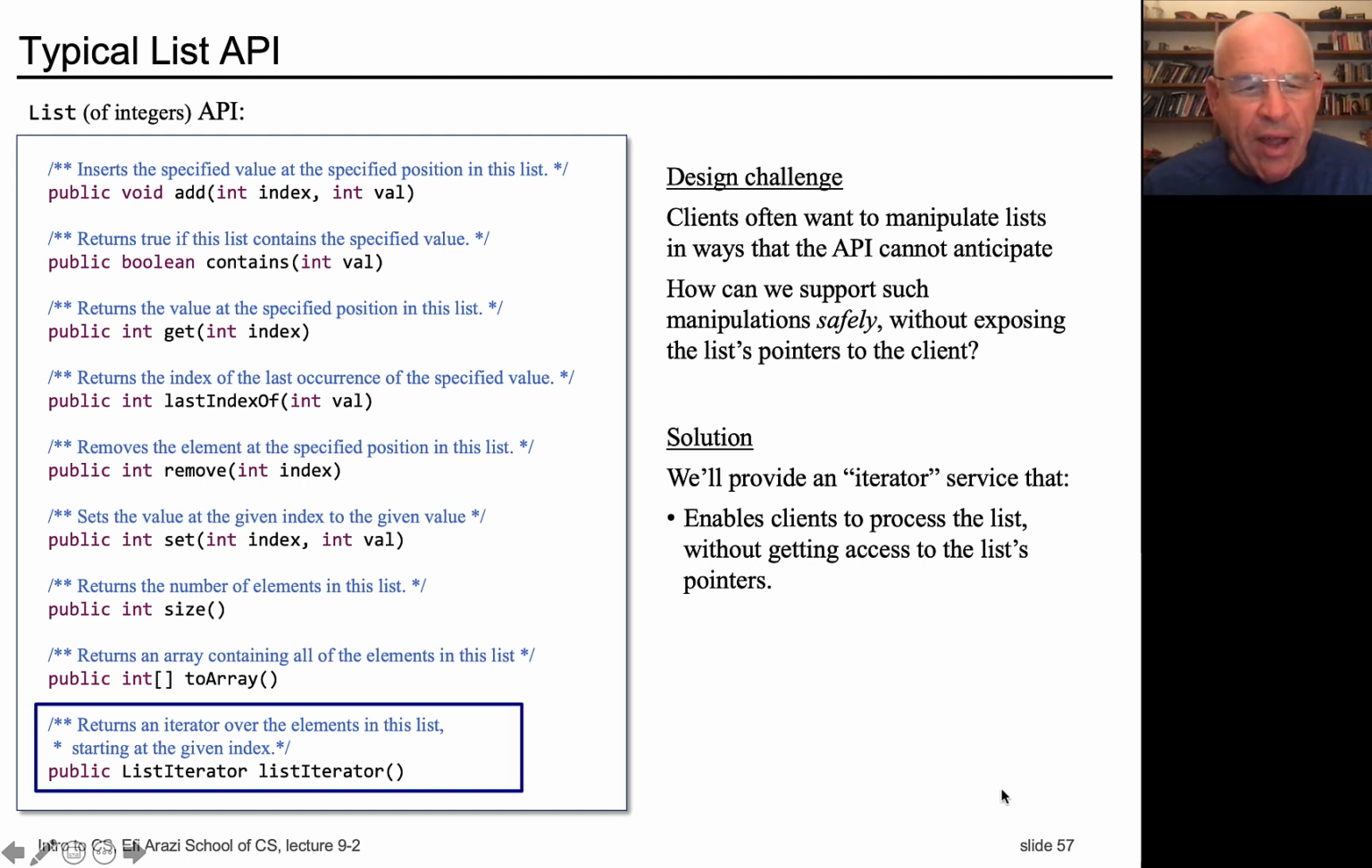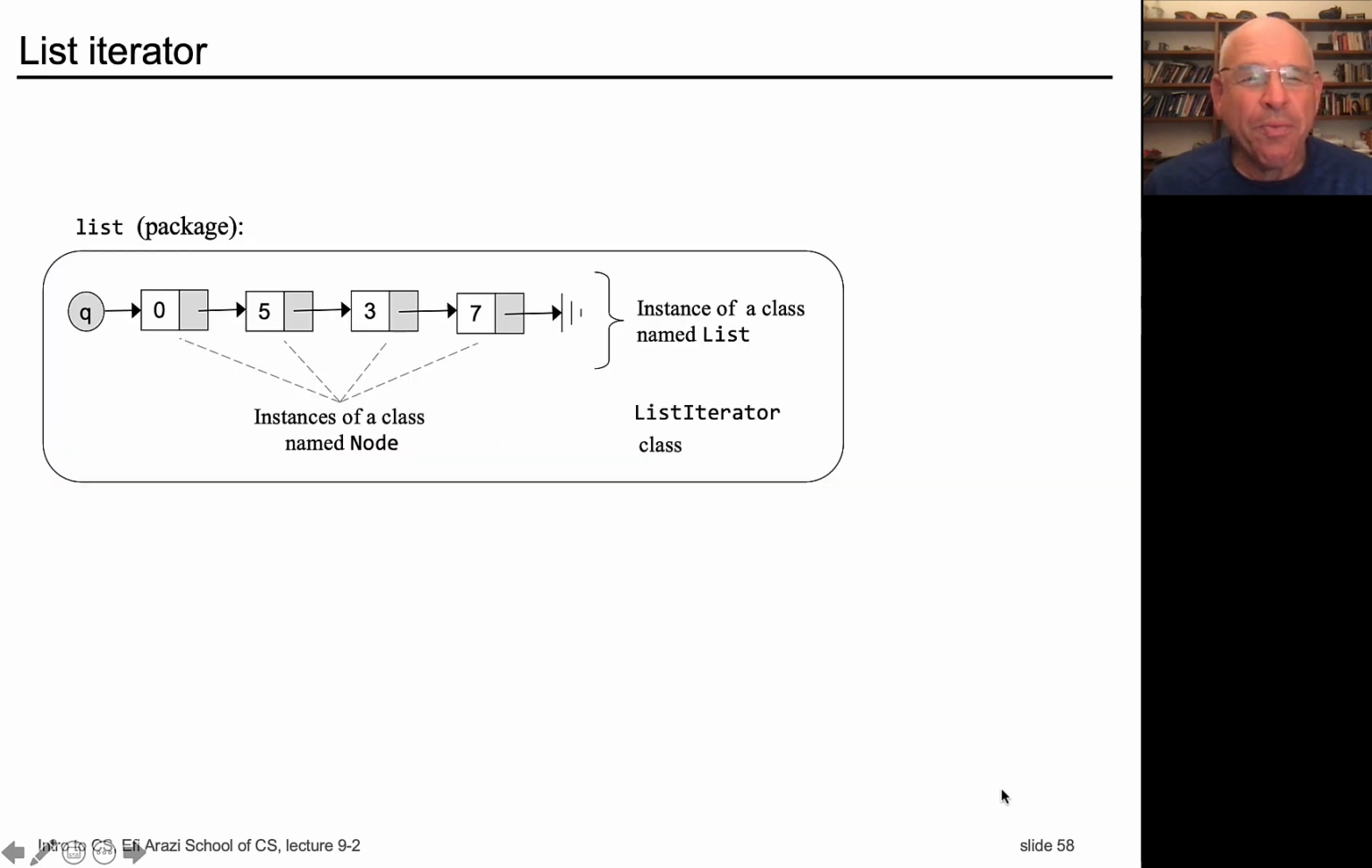So I'm going to provide a method called list iterator. And this method will return an object called ListIterator also, but with capital L. And this object will enable me to process the list without accessing its actual pointers. And that's what I'm going to talk about in the next 10 minutes or so.